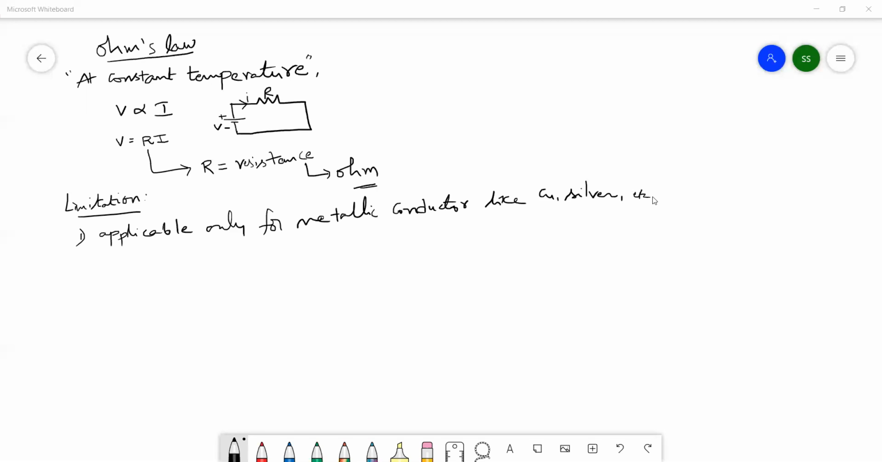And what is another limitation? Here the condition of constant temperature should be followed.